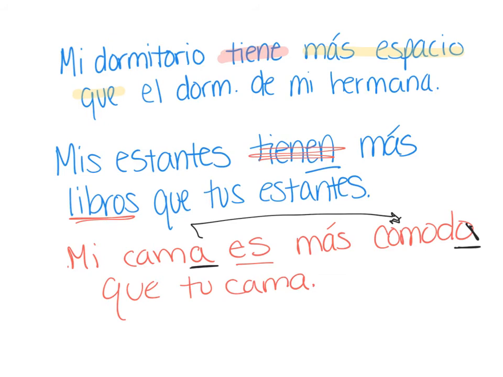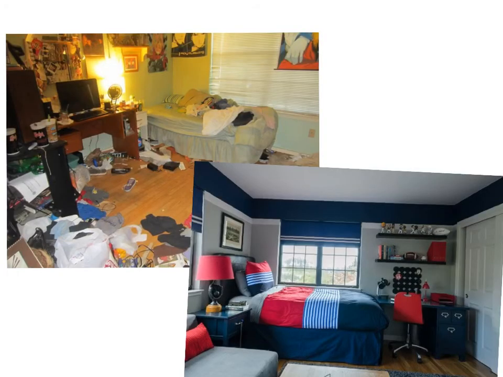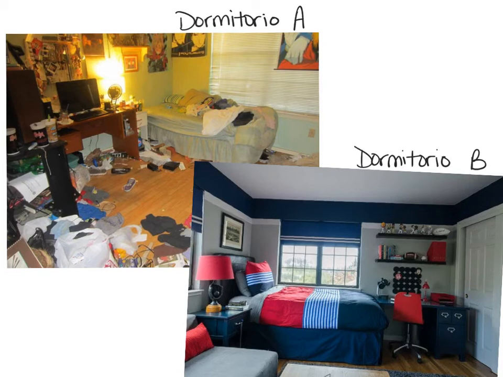Okay, so now that you've had some review on how to make comparisons, you should be able to do part D of the worksheet. Part D on the worksheet is using the pictures of the bedrooms that you see here. To keep it simple, let's call this Dormitorio A and Dormitorio B, and that will make your comparisons a little easier. So for example, I could say something like Dormitorio A tiene más ropa que Dormitorio B. Okay, and then that should be a little bit easier in your comparisons.